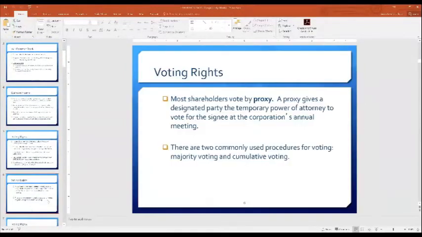Most shareholders vote by proxy. Okay, so meron silang representative. A proxy gives a designated party the temporary power of attorney to vote for the signee at the corporation's annual meeting. So kamukha nung sinabi ko sa inyo kanina, si PLDT. So yung mga subscribers nila, they're also their own shareholders. Okay, mga common stockholders din nila yon.